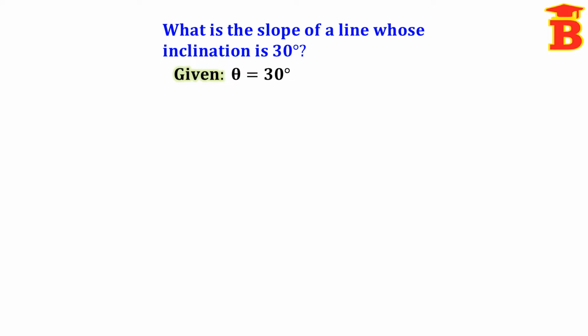We know the formula slope m equal to tan theta, that is tan 30 degree, and we know the table value tan 30 degree is 1 by root 3. This is a trigonometry table value.